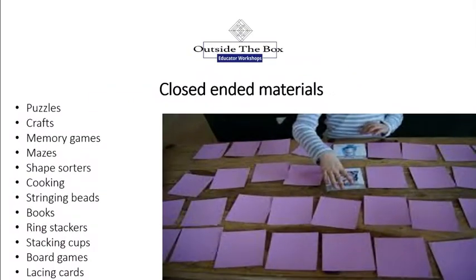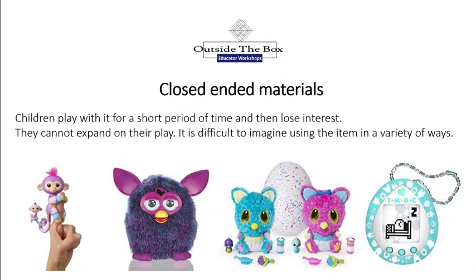Some examples of closed-ended materials are puzzles, crafts, memory games, mazes, shape sorters, cooking, stringing beads, books, ring stackers, stacking cups, board games, and lacing cards. The problem with closed-ended materials is that children play with them for a short amount of time and then they lose interest. They can't expand on what they're playing, and it's difficult to imagine using those materials in a variety of ways. You'll often see closed-ended toys being sold as a fad at Christmas time.